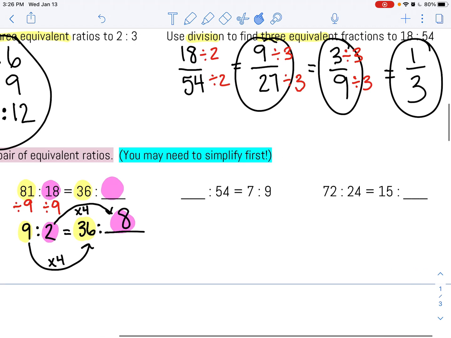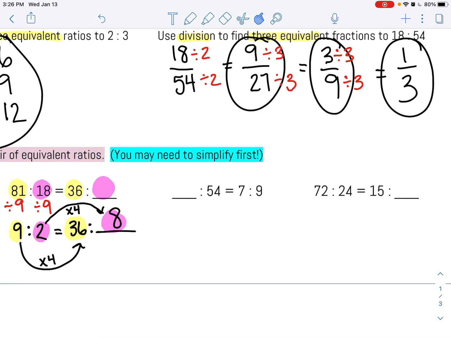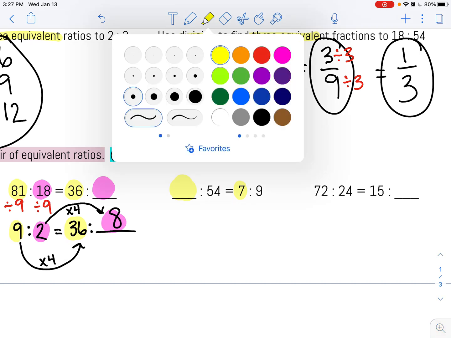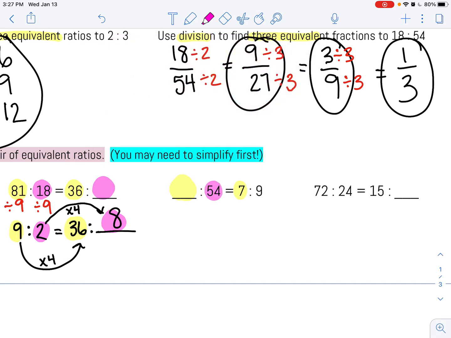Let's look at this next example. Let's start by highlighting our matching terms. So mystery number matches with 7, and 54 matches with 9. My 7 to 9 is my complete ratio. First, I want to see, can I simplify this ratio? Well, 7 is prime, so that means I'm not going to be able to simplify first.